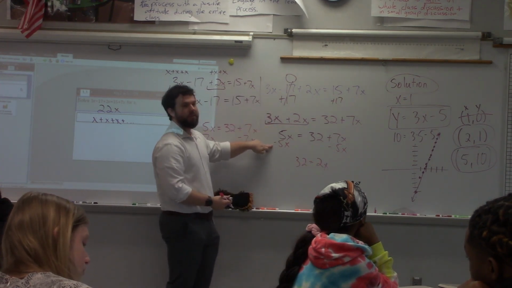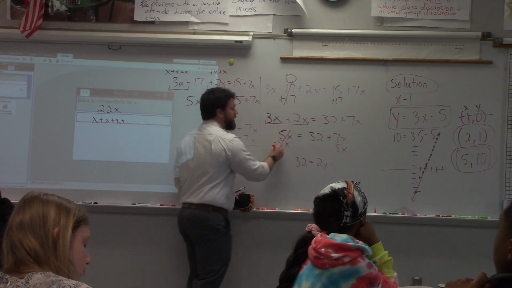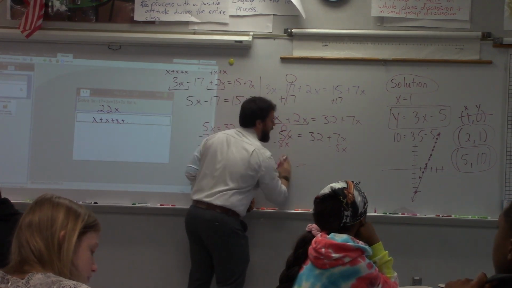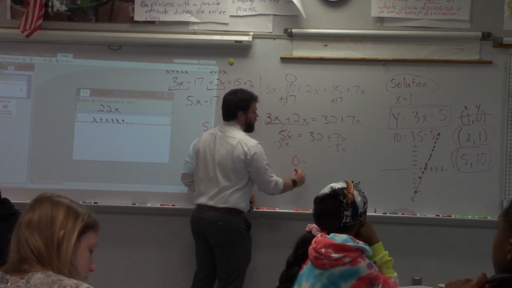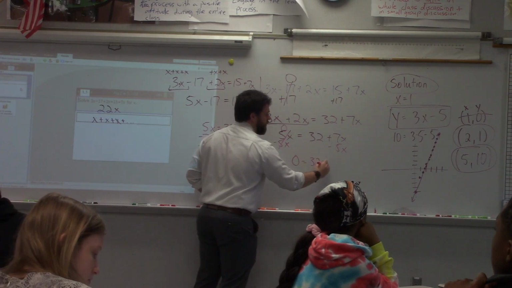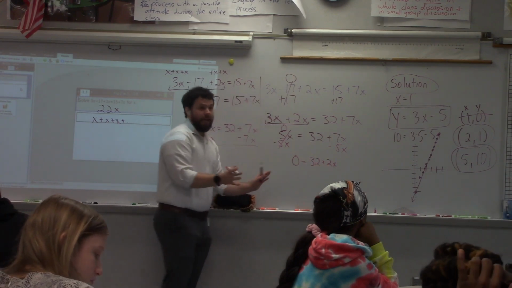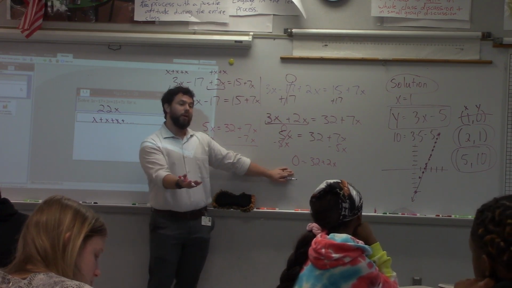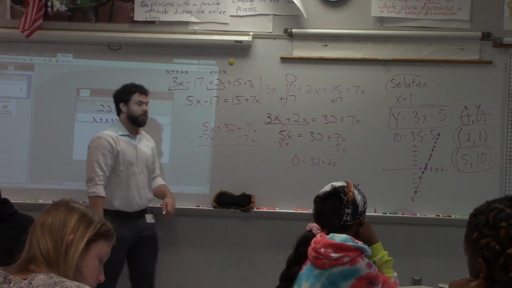What is 5x minus 5x? 0. This is actually legal, but you have to pay attention that the left-hand side would now be 0 equals 32. 7x minus 5x is plus 2x. That's legal as long as we recognize it to be 0 on the left-hand side. This would create more work for me. I'm going to come back to this in a second, Tevin.